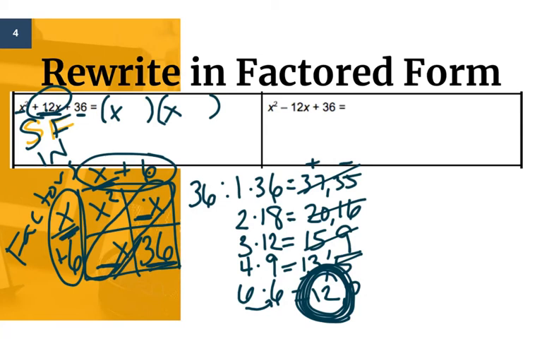So x times a positive 6 is a positive 6x. And here, this 6 down here times this x up here is another positive 6x. And 6x plus 6x, you got it, gives you 12x. So I'm going to put plus 6 and plus 6. So that is my factored form.